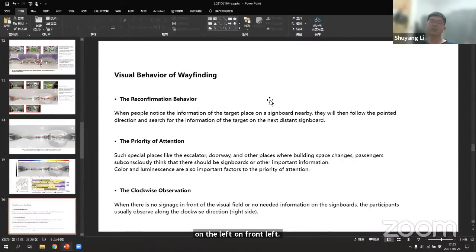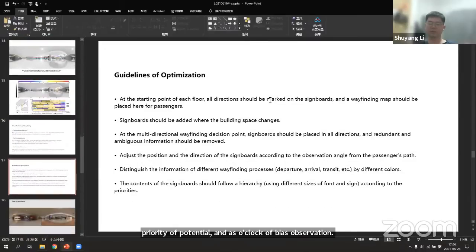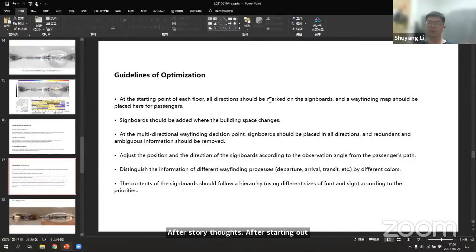Combined with the above data analysis, we summarized 3 kinds of visual behavior in wayfinding: reconfirmation behavior, priority of attention, and clockwise observation. After sorting out the results of the wayfinding experiment, we proposed a guideline for optimizing the signage system design. The guidelines will be used to guide signage system design in the future.